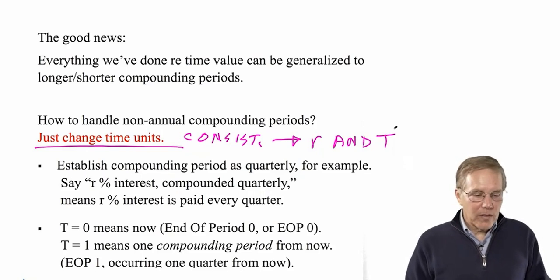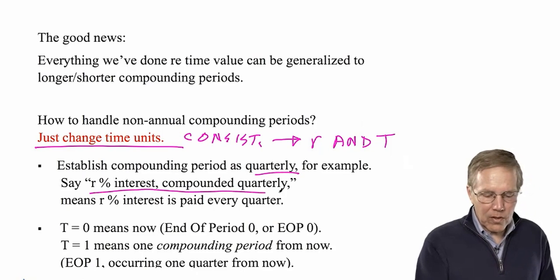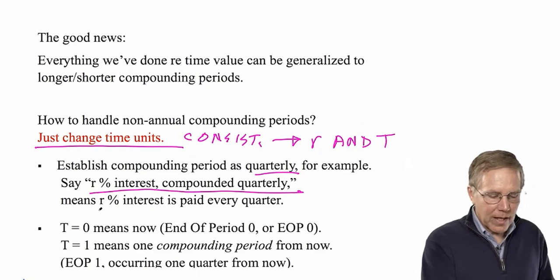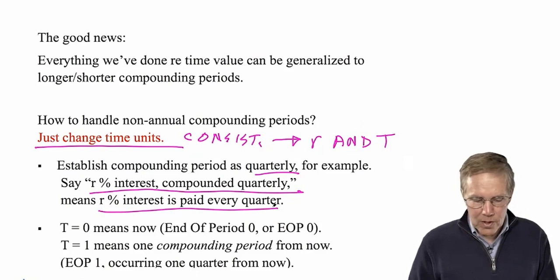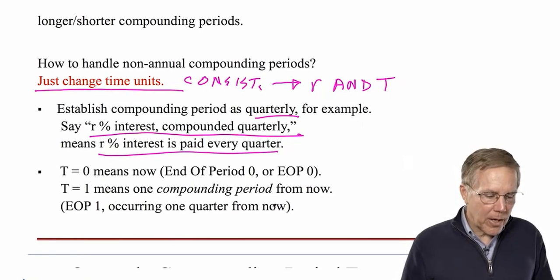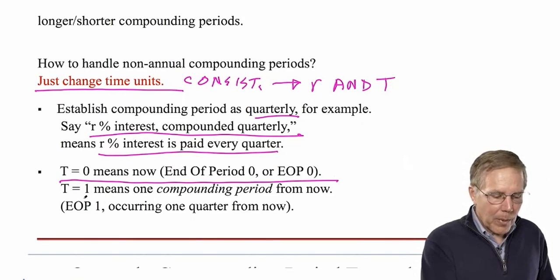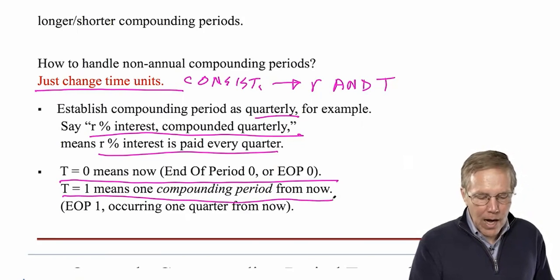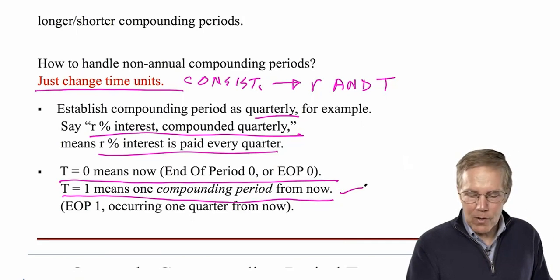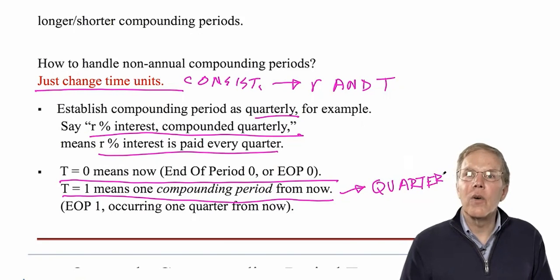Okay, so for example, if we have quarterly compounding periods, we're going to say R% interest compounded quarterly. That means R% is paid every quarter. And we're also going to say, if we're in a quarterly compounding world, t equals 0 will still mean now, as usual, but t equals 1 will mean one compounding period from now, something like 1 quarter from now.